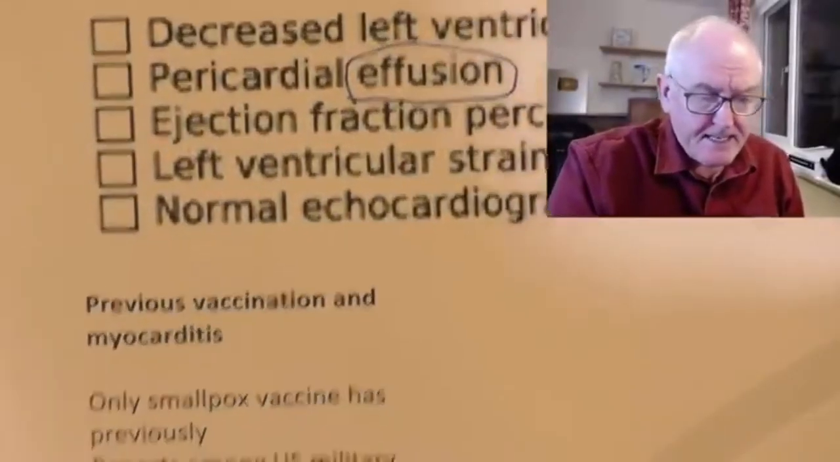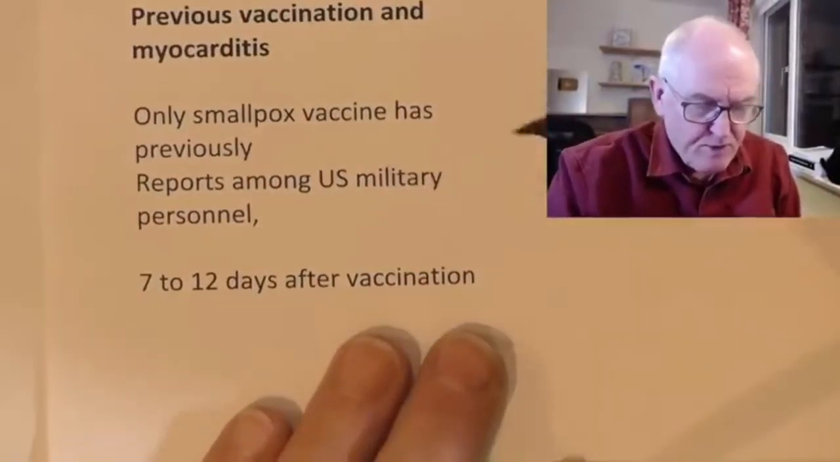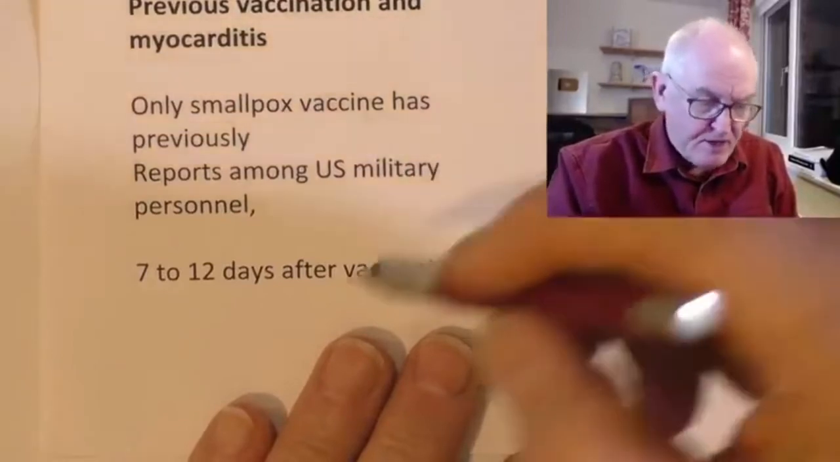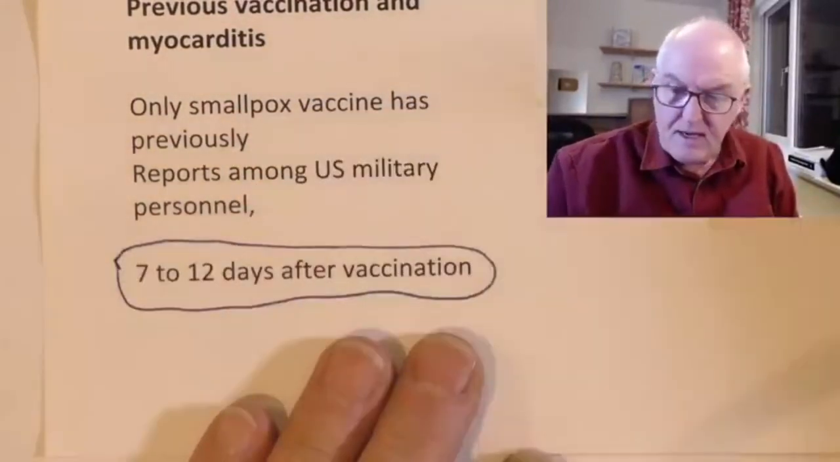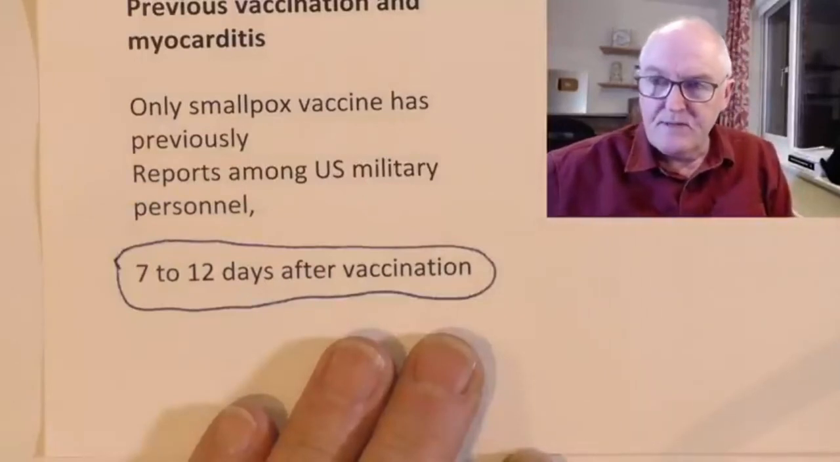So there we go. Now, the last question is, has there been any previous myocarditis, pericarditis from other vaccines? And the answer to that is yes. Previous vaccination myocarditis, only the smallpox vaccine is the only one though. American military personnel, but that wasn't 7 to 12 days after vaccination. So this pericarditis, myocarditis does seem to be unique to the mRNA vaccines.